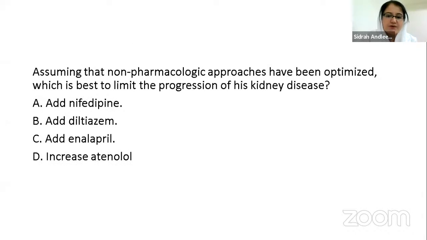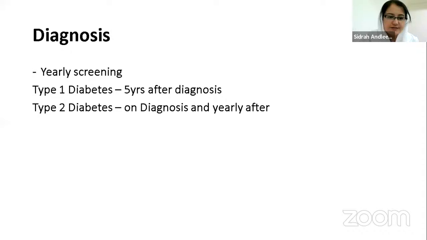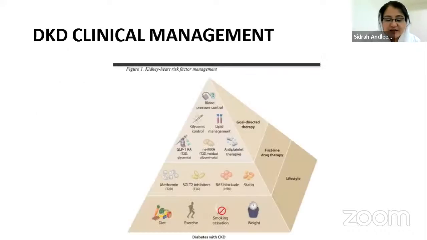So assuming that the non-pharmacologic approaches have been optimized, which is the best to limit the progression of the kidney disease? We're going to go into the detail of this. Let's not talk about this right now. There has to be a yearly screening for type 1, 5 years after the diagnosis, and for type 2 on diagnosis and yearly. So we need to see the kidney functions very clearly when the patient comes with diabetes, right? And the clinical management is multifactorial. We talk about the non-pharm, we talk about the pharmacologic management, and it's not only focused on the kidney itself, it's more focused on the heart, more focused on the cholesterol, and then the kidney is relieved of the pressure on its own, right?